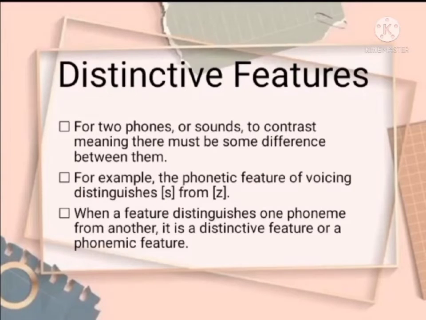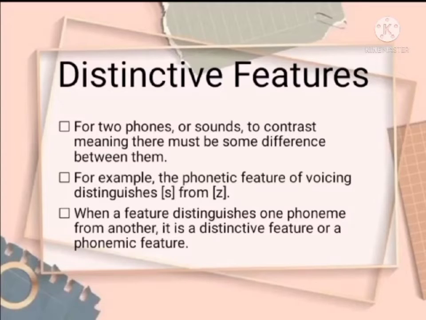Distinctive features. For two phones or sounds to contrast meaning, there must be some difference between them. For example, the phonetic feature of voicing distinguishes S from Z, for example, sip from zip. Next, when a feature distinguishes one phoneme from another, it is a distinctive feature or a phonemic feature.